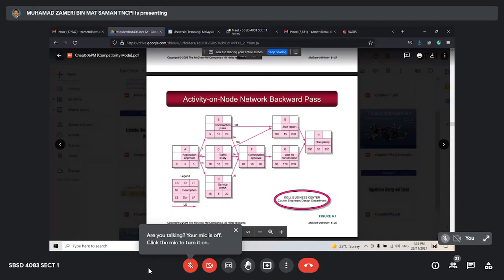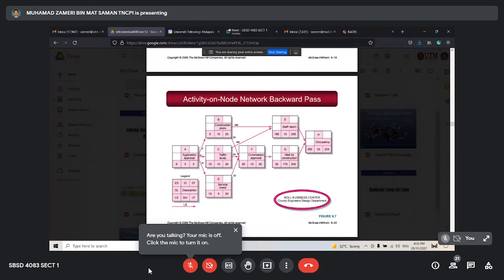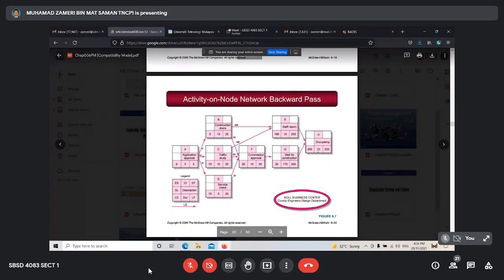So for the forward we plus, for the backward we minus. So 235 minus 35, we get 200. 200 here goes to E and goes to G. And then because only one, we only put 200 here. And then 200 minus 15, 185. 200 minus 170, 30.